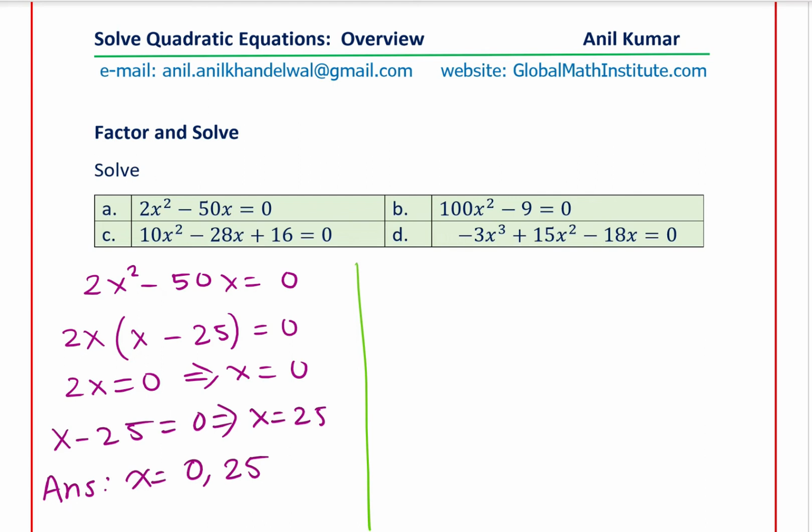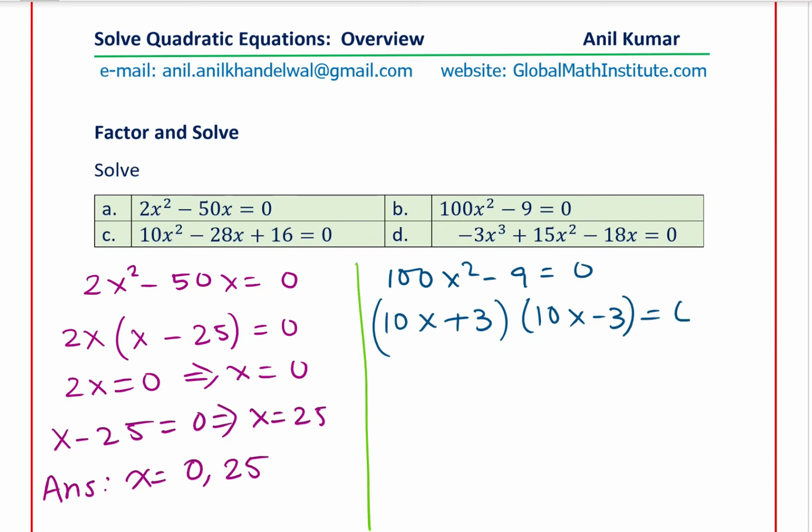So in part B, we have 100x squared minus 9 equals 0. Now this could be factored as (10x plus 3) times (10x minus 3). So difference of squares will be used to factor this. So 10x plus 3 equals 0 could be one way of getting the solution. 10x minus 3 equals 0 could be the other way, right? So there are two factors, equate them to 0.